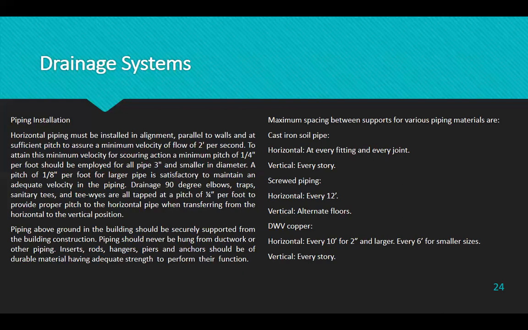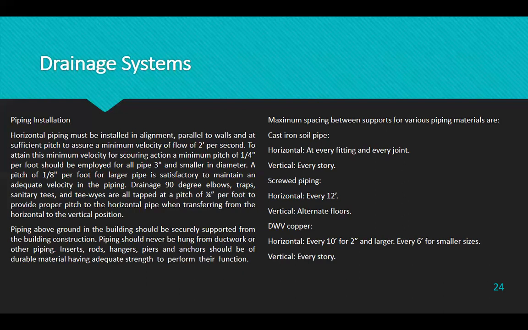So, drainage, 90 degrees elbow, trap, sanitary T's and T-wise are all tapped at a pitch of 1/4 inch per foot to provide proper pitch to the horizontal pipe when transferring from horizontal to the vertical position. Yan lahat. Itong mga sanitary pipe fittings, hindi yan parehas ng ordinary pipe fittings. Kasi ito, meron pang mga pitch, ka-slope siya. Eh, kung makikita mo, kumuha ka ng standard elbow, sa elbow na pang sanitary, tabingi yung sa sanitary.